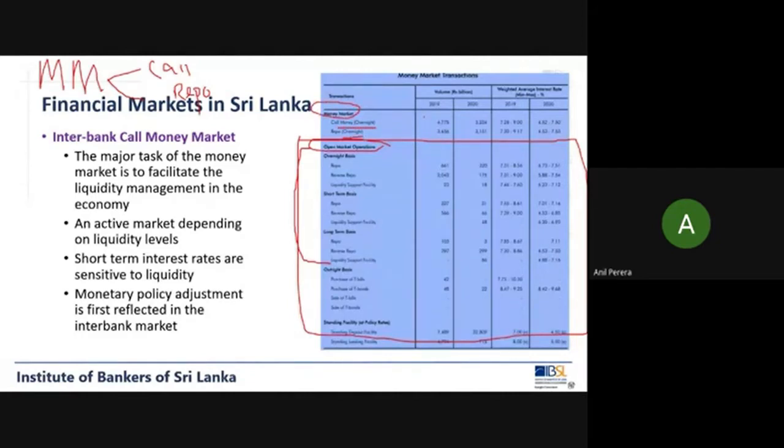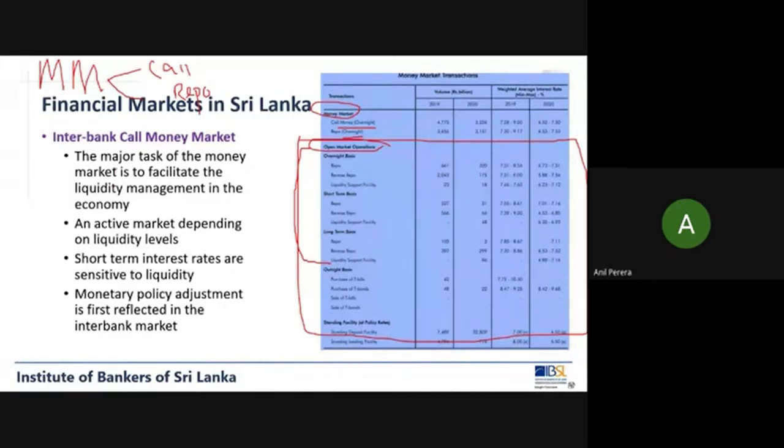Mostly these markets are overnight. Overnight means the transactions are happening on a one-day basis. You borrow or lend for a period of one day and you settle on the following day. Amongst the two markets, the call market is the most important market. Why? That facilitates the liquidity management of the economy, especially by fulfilling the requirements of banks.